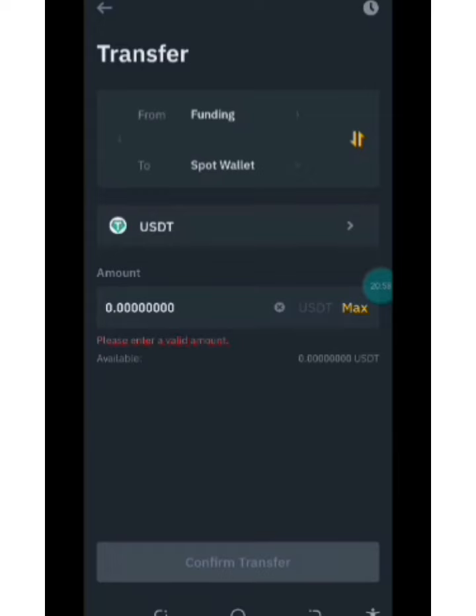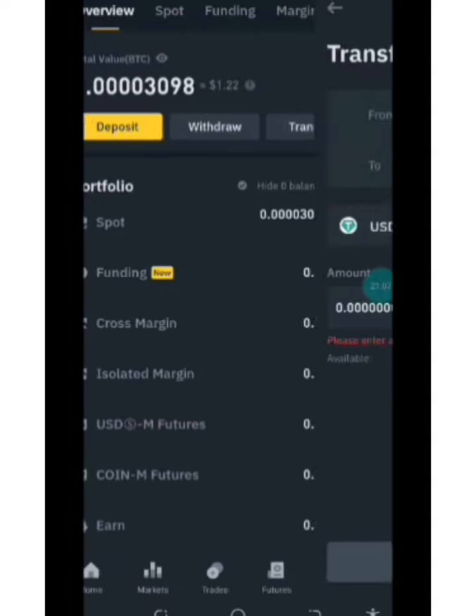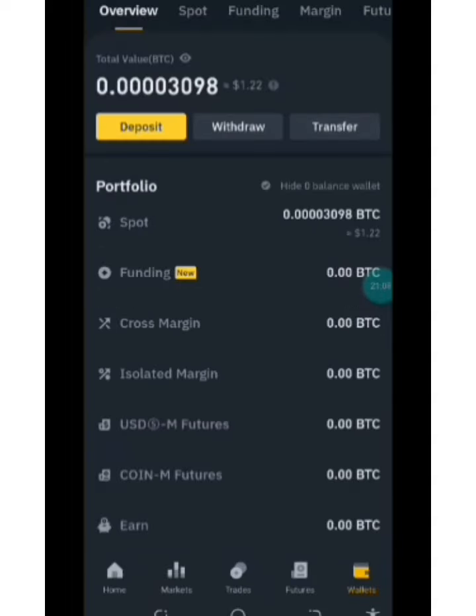So I don't have any money in my funding wallet, so that's why it's showing just enter a valid number, because I don't have anything there. So then I click on transfer. So that's that about transfer, and that's all about wallet.